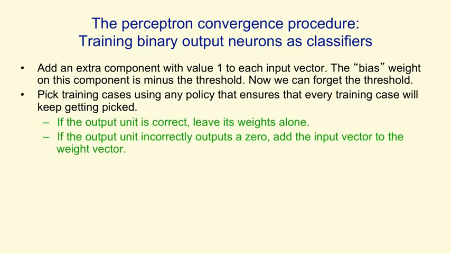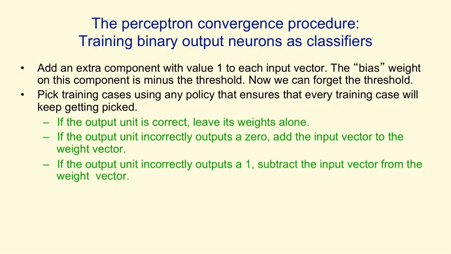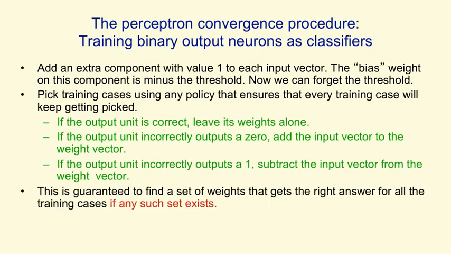If the output unit outputs a 0 when it should have output a 1, in other words, it said it's not an instance of the pattern we're trying to recognize, when it really is, then all we do is we add the input vector to the weight vector of the perceptron. Conversely, if the output unit outputs a 1 when it should have output a 0, we subtract the input vector from the weight vector of the perceptron. And what's surprising is that that simple learning procedure is guaranteed to find you a set of weights that will get the right answer for every training case.